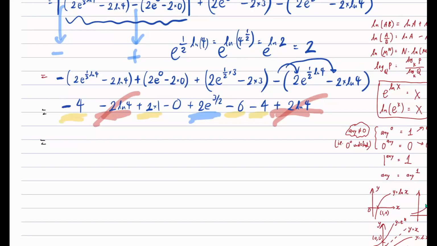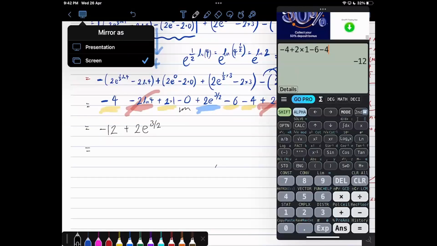So if I'm too lazy, just use the calculator. Minus 4 plus 2 times 1, minus away 6 minus 4. Okay, hopefully you can learn to type quickly, because you'll be doing a lot of this. A minus 0 can just ignore. And plus 2e power 3 over 2. Oh right, I didn't show you the calculator. It's over here: minus 4 plus 2 times 1 minus 6 minus 4.